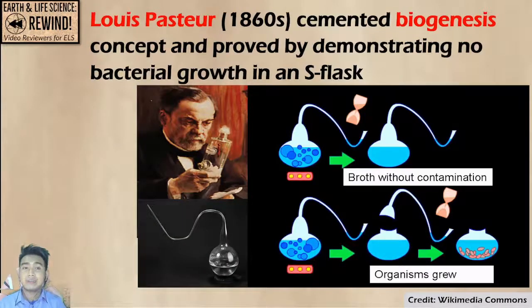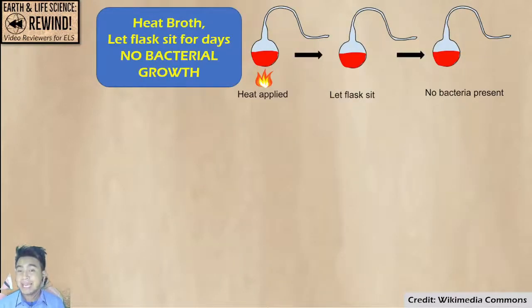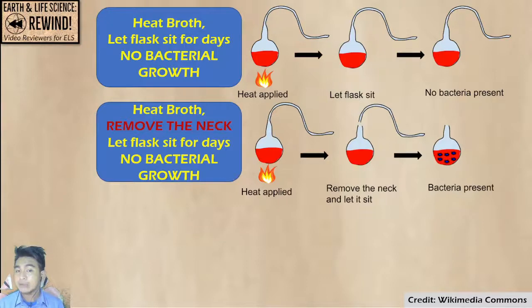Almost a century later, Louis Pasteur cemented the concept of biogenesis by demonstrating bacterial growth in an S-flask experiment. He tried to copy Spallanzani's experiment, except the flask was not sealed. He put an S-shaped tube in which air can enter, but dust and particles settle in the middle of the S tube. On the first specimen, he heated the broth and let the flask sit for days. Although air can go in and out of the flask because of the S-shaped tube, there was no bacterial growth. But when he heated the broth and removed the neck, after several days, there was bacterial growth.